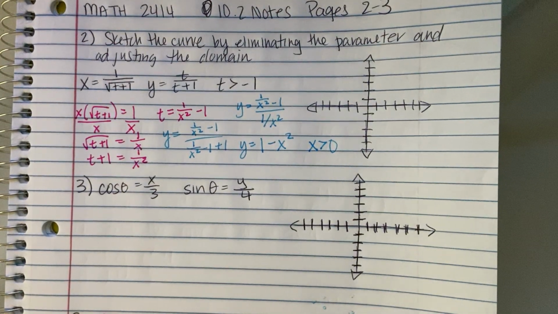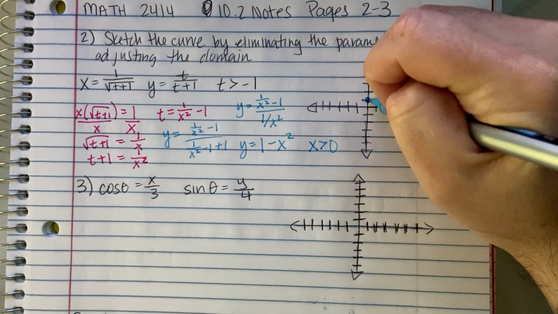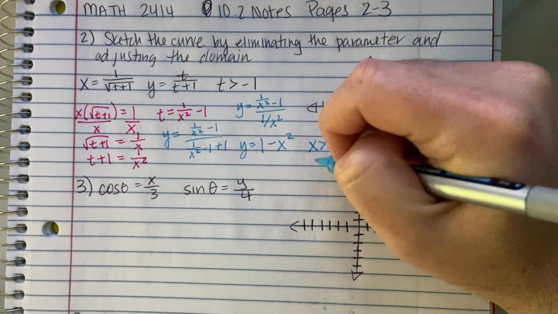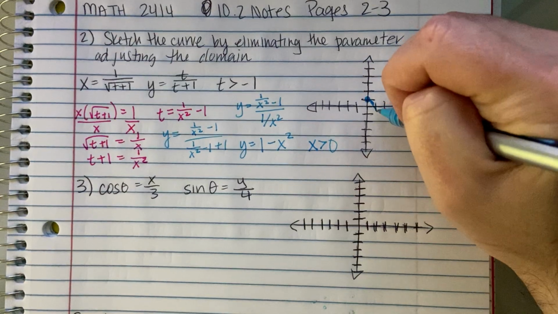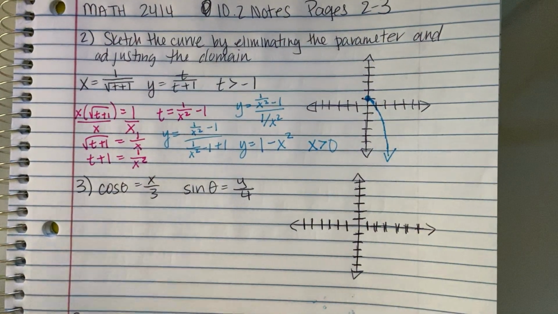So what does 1 minus x squared look like? It's a downward facing parabola. But if we're restricted to x greater than 0, it's only the right side of the downward facing parabola. That's what the shape would look like.